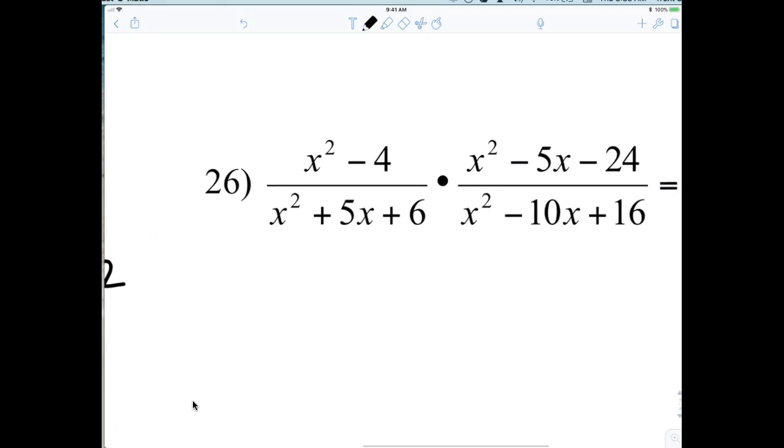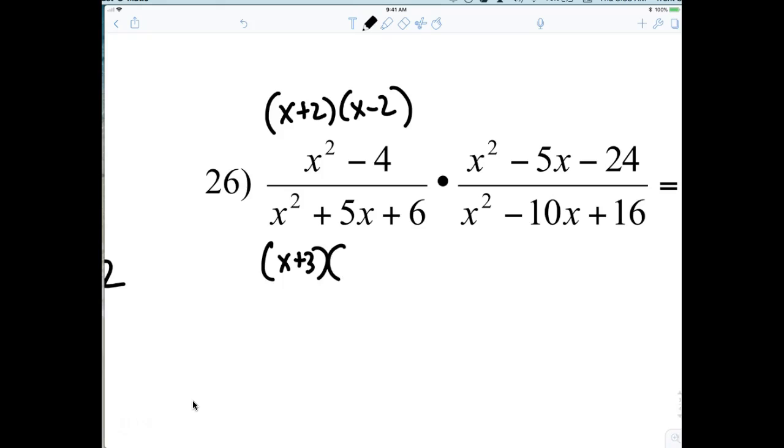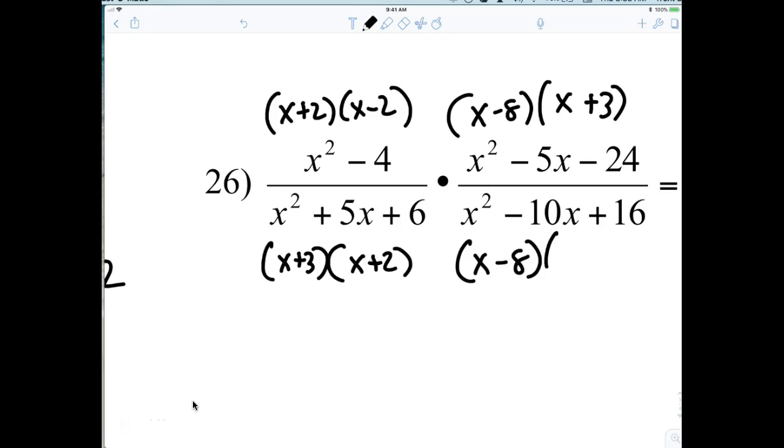All right, here we go. X squared minus 4 factors to x plus 2, x minus 2, x plus 3, x plus 2, x minus 8, x plus 3, x minus 8, x minus 2. I think that's correct. Right? Do we agree? So let's see what crosses out. X minus 8, x minus 2, x plus, wow, everything canceled.